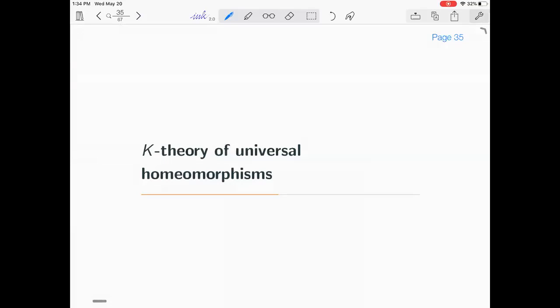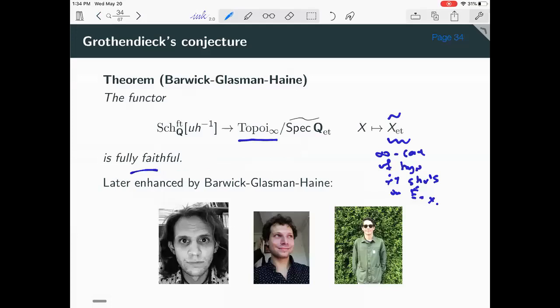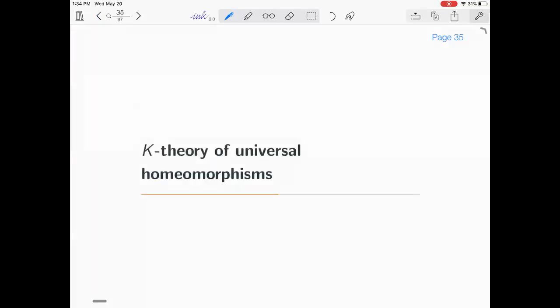So now I want to ask the same questions, but in the world of algebraic K-theory. Can I go back for a second? So is it just the same thing over Q? Yes. Wait, so what's the difference between this and Voevodsky? Voevodsky is one categorical. Oh, I see. Okay.